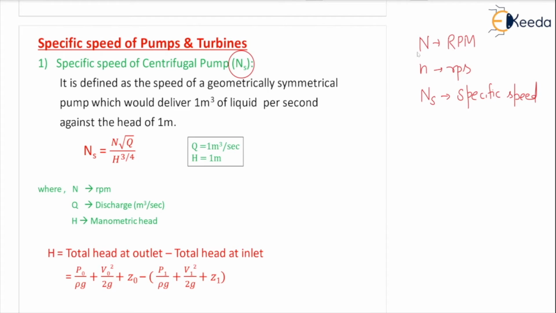So what is Ns? Whenever you are giving some specific condition to RPM, then it is called a specific speed. It is defined as the speed of a geometrically similar pump which would deliver 1 meter cube of liquid per second against a head of 1 meter. So you have to make a geometrically similar pump, which would deliver 1 meter cube of liquid per second against a head of 1 meter.